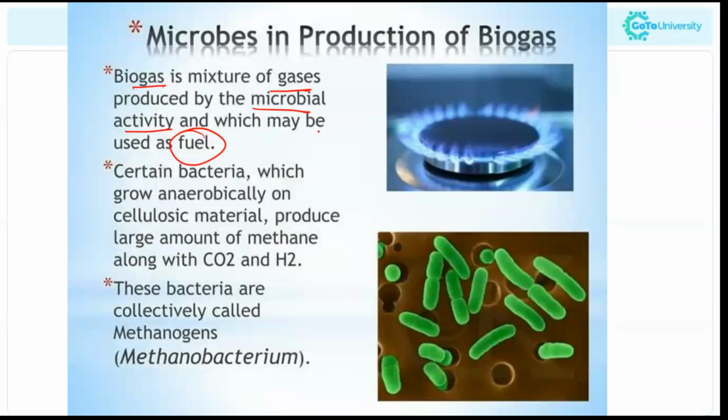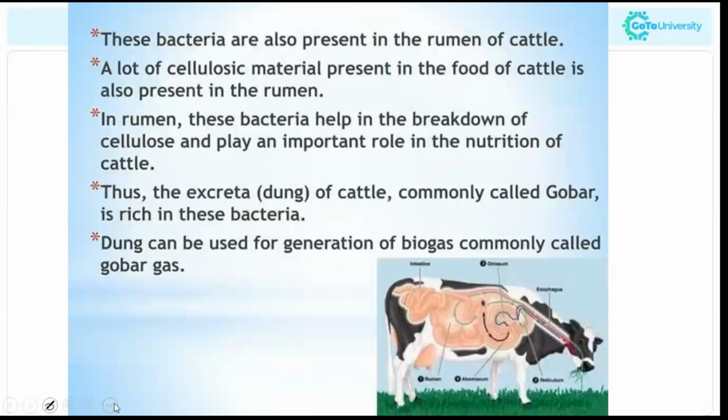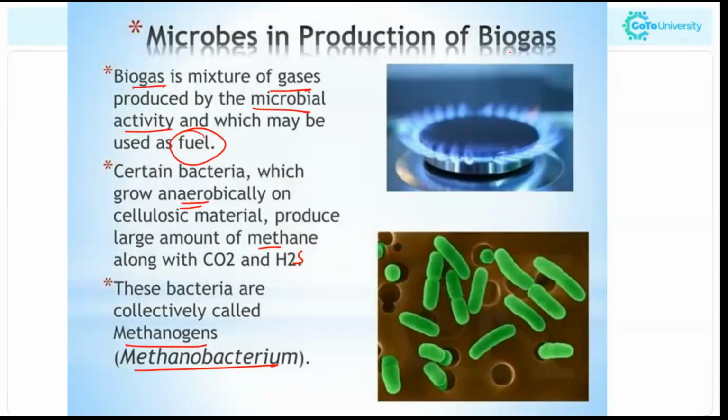Now, certain bacteria which grow anaerobically on cellulose material produce large amounts of methane along with carbon dioxide and hydrogen sulfide. These bacteria are collectively called methanogens or methanobacterium. The bacterium which synthesizes methane is called methanobacterium or methanogens. And these bacteria are also present in the rumen of cattle. Which bacteria? The methanogens, or the methanobacterium.